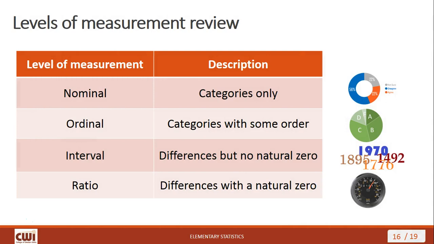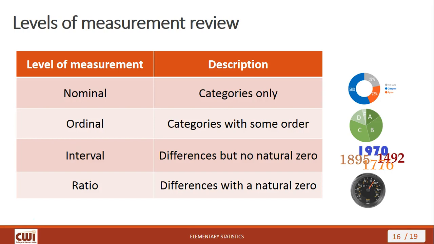So just to review, here's a table that gives us some really brief descriptions that helps us to distinguish between the different levels of measurement. With nominal, you're going to have categories only. With ordinal, you have categories but some order. So remember, nominal data, you couldn't put them in any order. But with ordinal data, you do have some order. With interval level of measurement, you have differences but no natural zero. And with ratio, you have differences and you do have a natural zero.